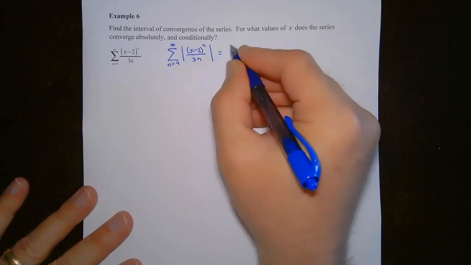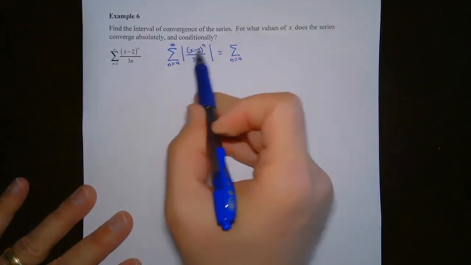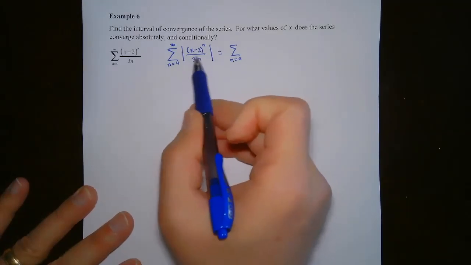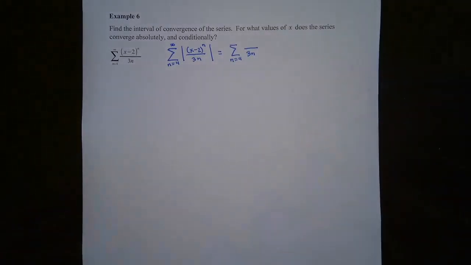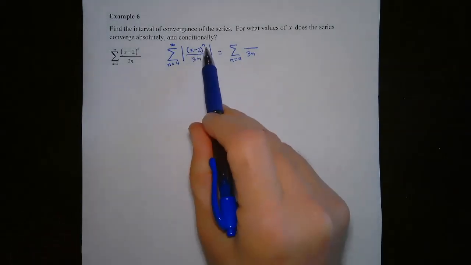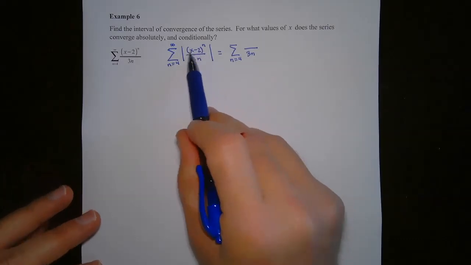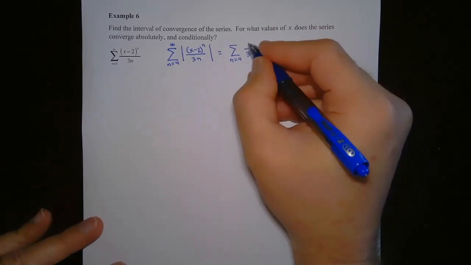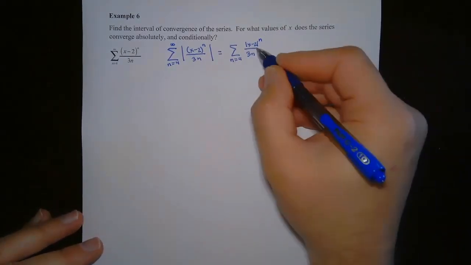So this becomes the sum from n equals 4 of the absolute value of the numerator over the absolute value of the denominator, but this denominator will never be negative, so we can just write 3n in the denominator. And then for the top, that's the absolute value of x minus 2 raised to the n. It's really this base that determines whether it's negative or positive, so we just have to take the absolute value of that: the absolute value of x minus 2 raised to the n.